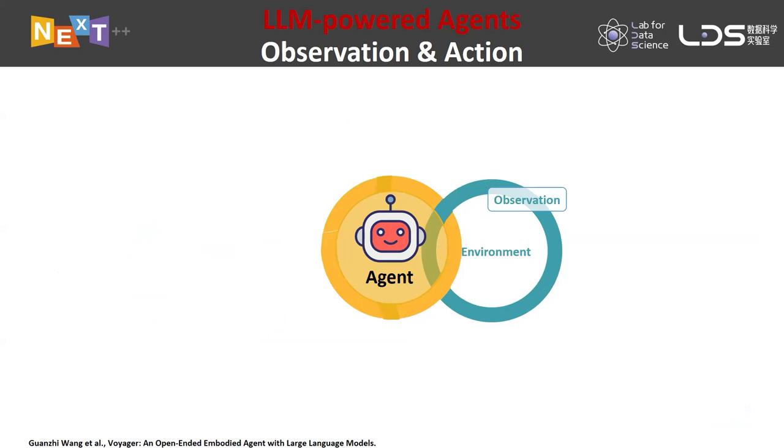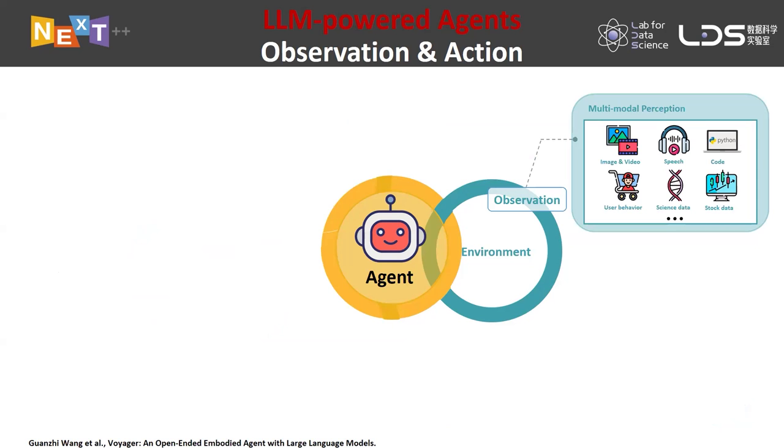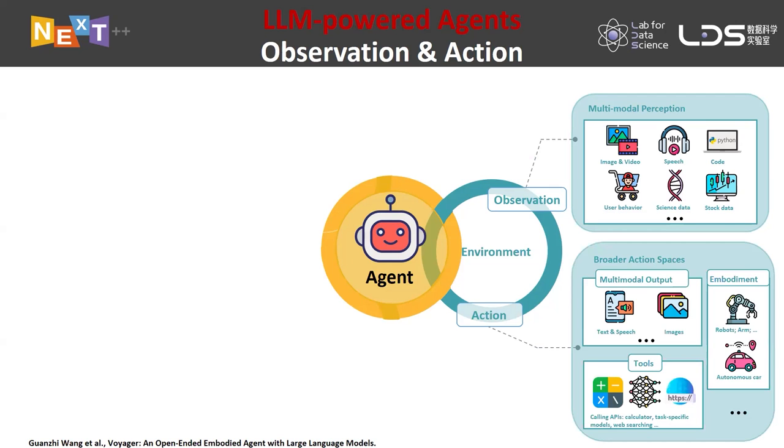The second thing is, when we have the environments, how can we get information from them? I think this step is observation. The agent can get especially multimodal perceptions, like images, videos, audio, code, and user behaviors, and even some science data, like molecules, cells, or genes, and also stock and financial data. And once it gets the data or information, what the agent can do is take some actions. The first thing is it can generate multimodal output, like posting an image in social media scenes, or doing embodied things like in robotic scenes, robotic arms, or robot dogs.